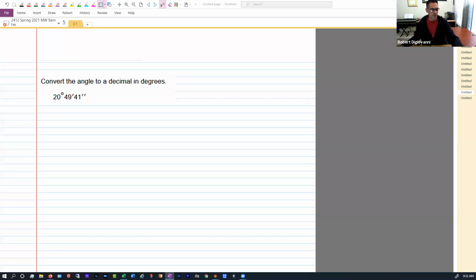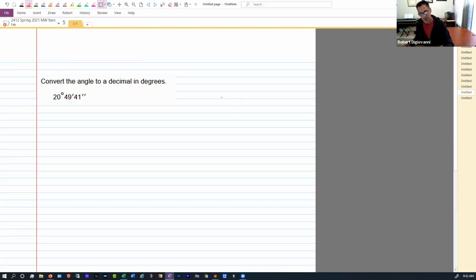So these problems I took directly from the homework. You may get this exact problem, you may get something similar. There's only 2 problems on the homework like this, so we just need to make sure we know how to do it. The first question is for us to convert the angle to a decimal in degrees. This is exactly what I was just talking about.